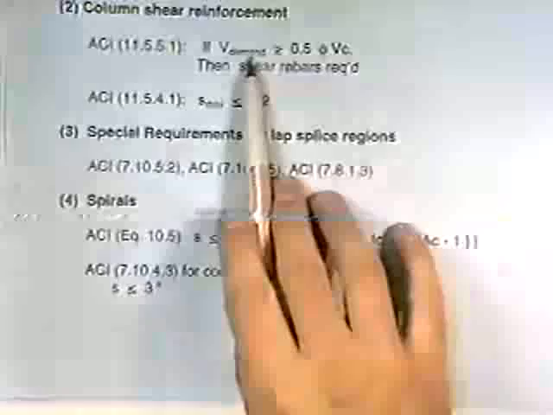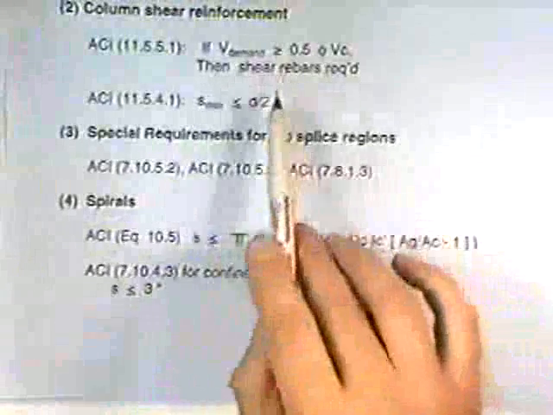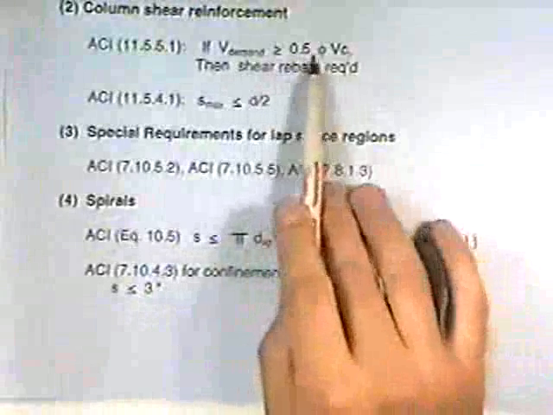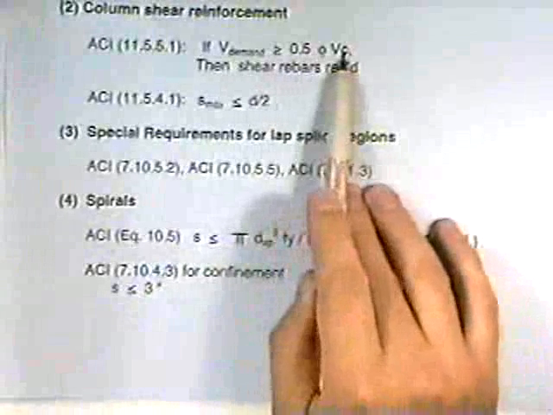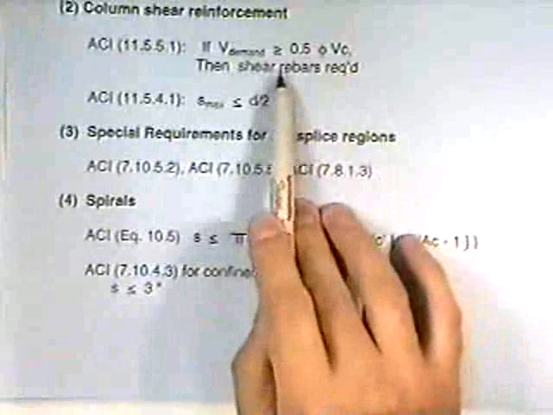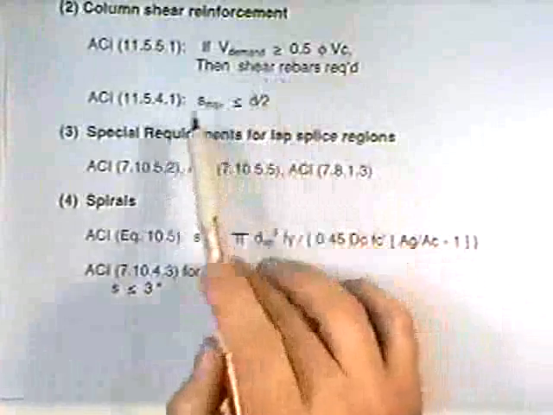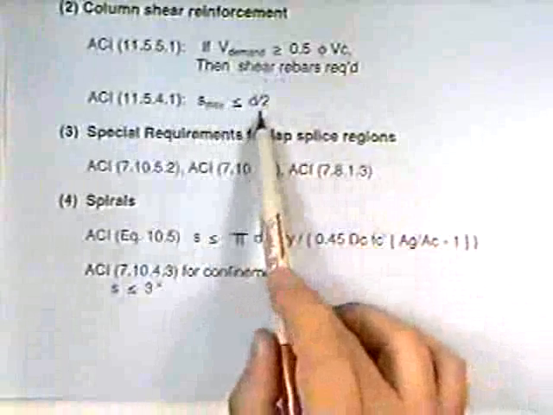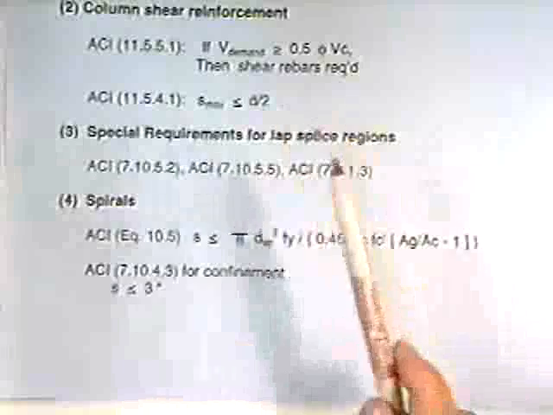ties also serve another purpose, the shear reinforcement. Now, if the demand turns out to be greater than 1/2 phi times the resistance in the concrete, then you need to provide shear rebars, okay, or stirrups, just like we did in beams. And the spacing must be less than or equal to D over 2.